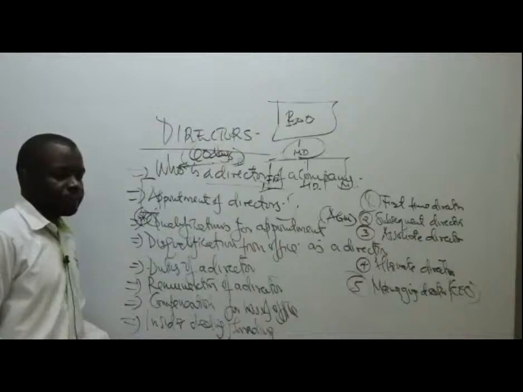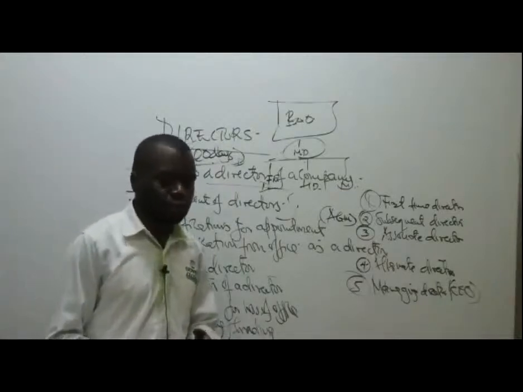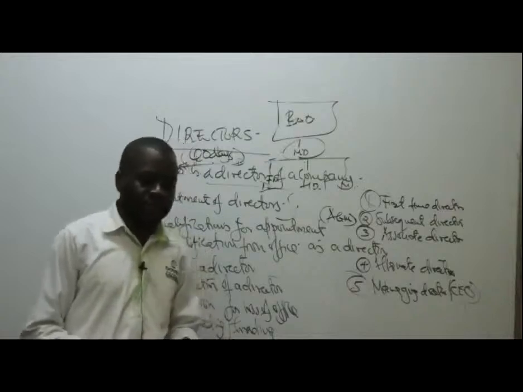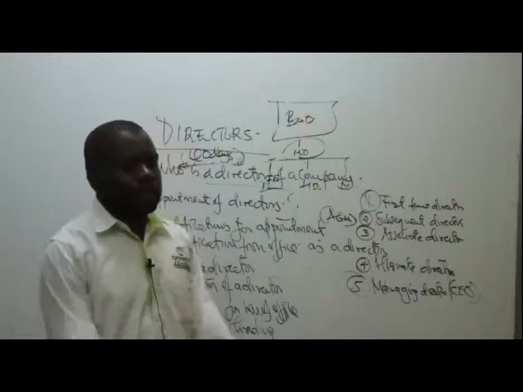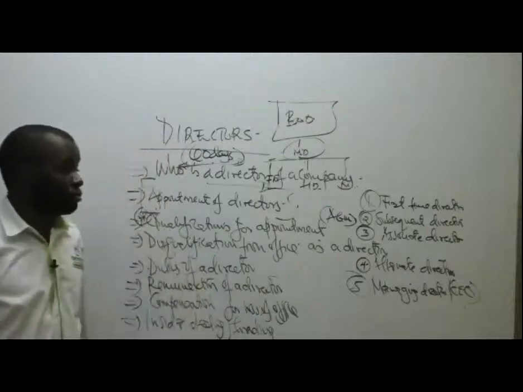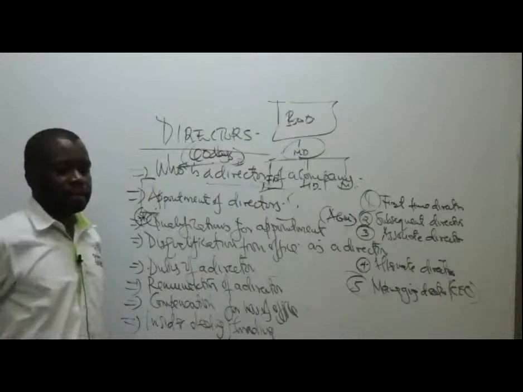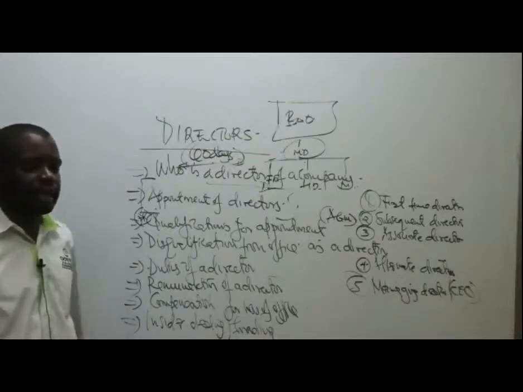So you've said you've taken up the qualification shares, you've attained the age of majority, that is 18 years, and you've not been declared bankrupt. Because of that, you'd be a good person to qualify as a director of a company.